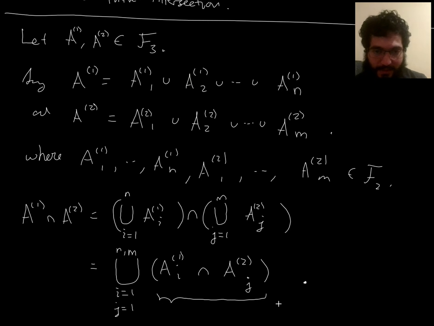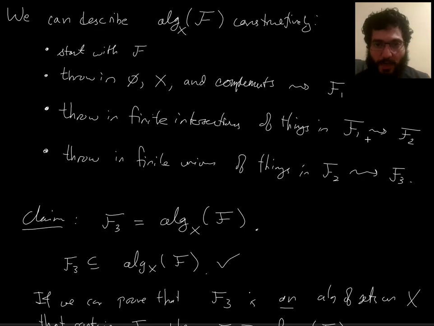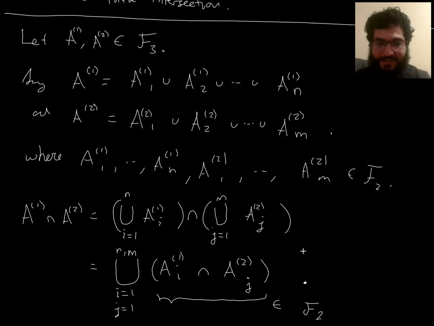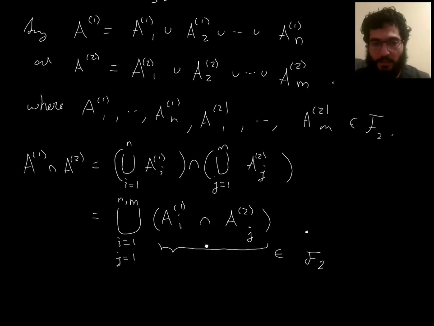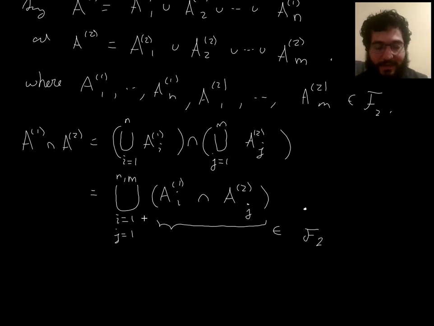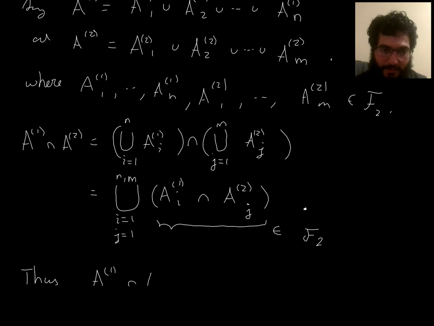And look at this. This is in F2, right? This is in F2 because F2 is the set of finite intersections of things in F1. And a finite intersection of finite intersections is a finite intersection, right? So if you intersect two things in F2, you get something in F2. So this is in F2 because these individual things are in F2. This is in F2 for all i and j. So I'm unioning n times m things in F2. So this is a finite union, although it's a much larger union than these original unions here, union of n things, union of m things. This is a much larger union, but it is a finite union of things in F2. And so we have shown that this is in F3, the set of finite unions of things in F2.